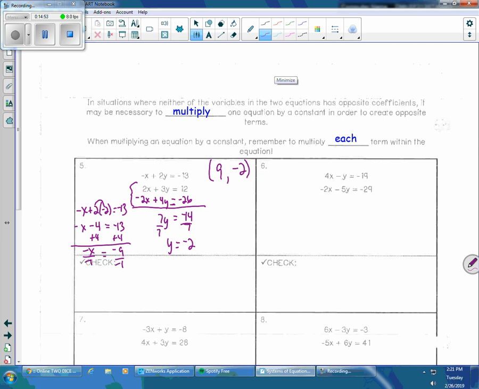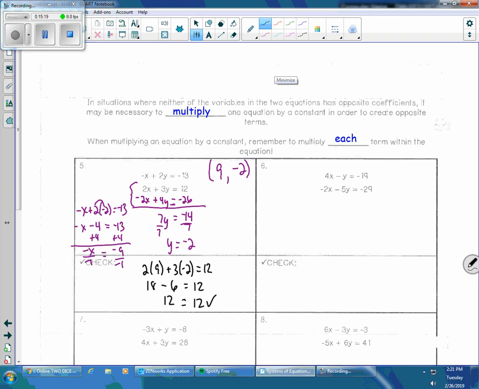So I say my ordered pair answer is 9, -2. I'm going to use my bottom equation to check my work. So does 2 times 9 plus 3 times negative 2 equal 12? See, 2 times 9 is 18. 3 times negative 2 is minus 6. Does that equal 12? 18 minus 6 does equal 12, and 12 equals 12. So it's a good answer.